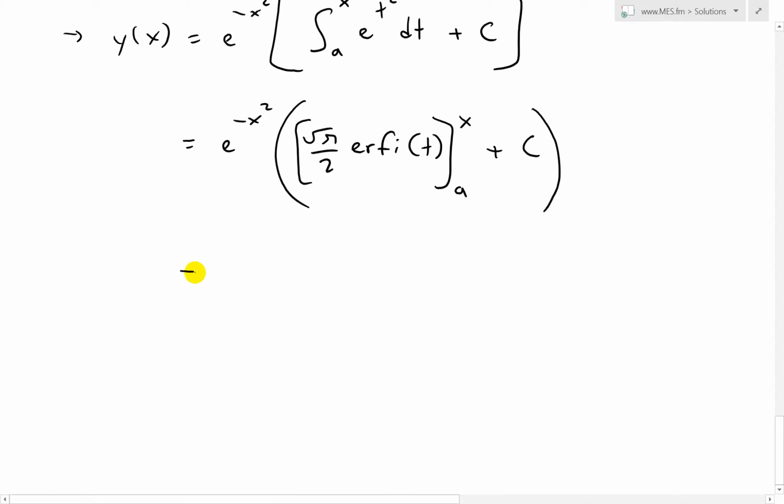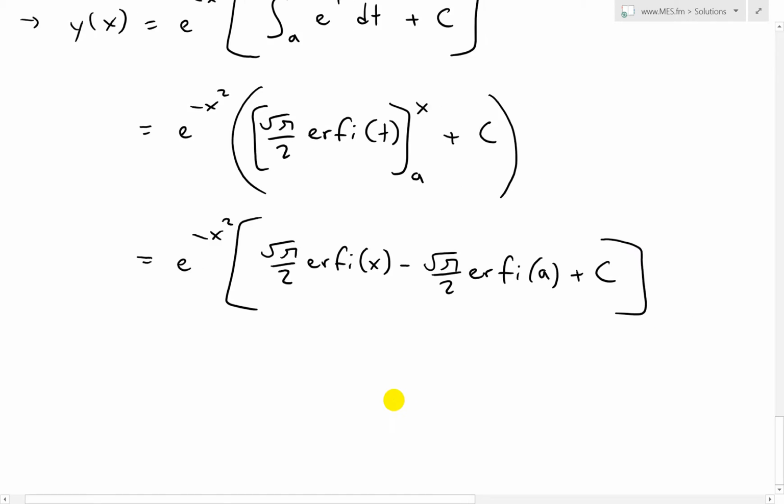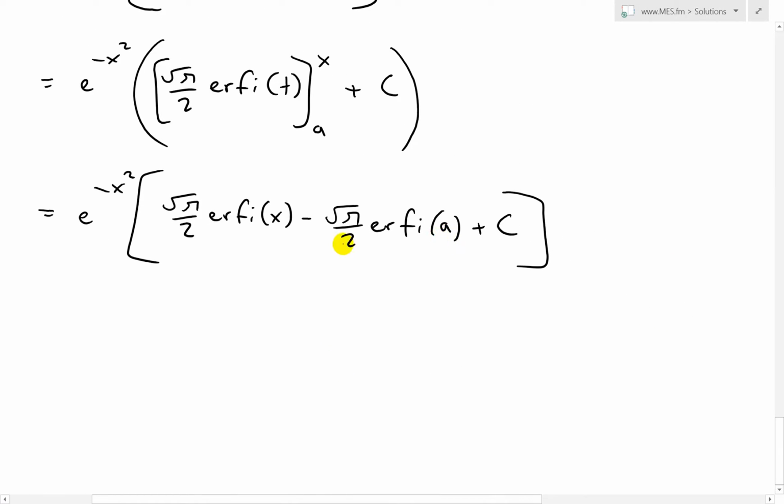When we evaluate this answer to the integral, e to the -x squared, with a giant bracket like this, this one is now square root pi over 2 erfi of x, and then we subtract the lower part there. This is now square root pi over 2 erfi of a, and then plus c at the end. Regardless of what you chose for a, this is still a constant. So this whole thing, we can combine and write as d.